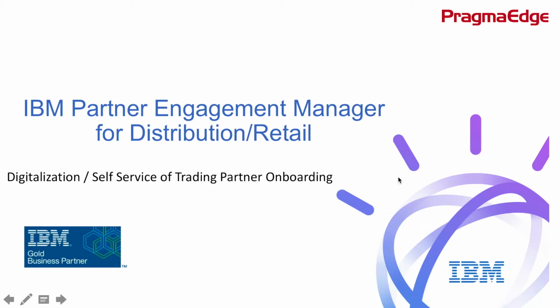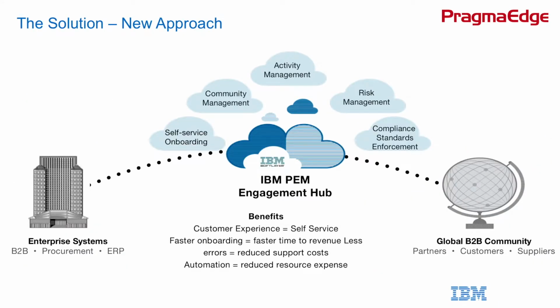Hi, in this video, I'm going to walk you through a brief demonstration of IBM Partner Engagement Manager for a distribution and retail network. IBM PEM is a cloud-based engagement system that enables faster onboarding, collaboration, interaction, monitoring, and visibility into the activity flows between companies and their partners, customers, and suppliers.